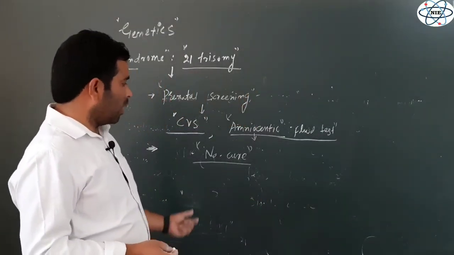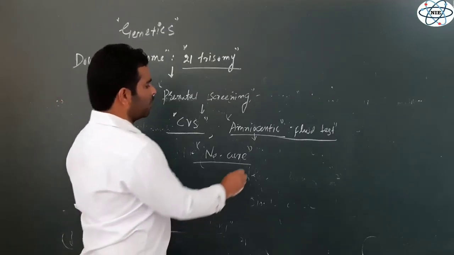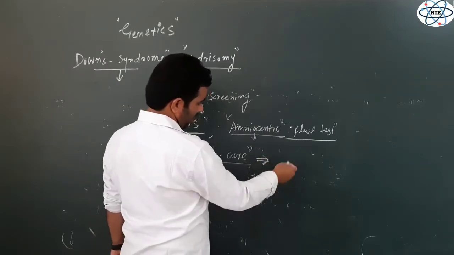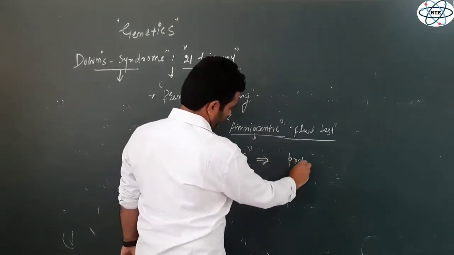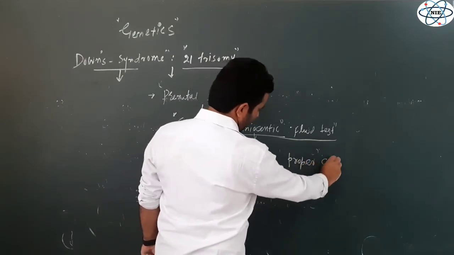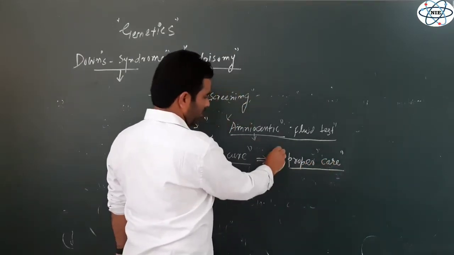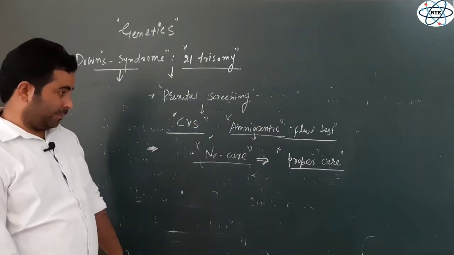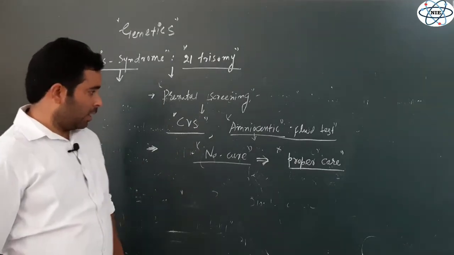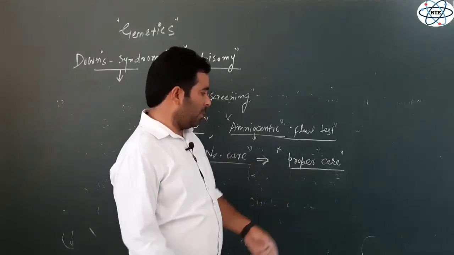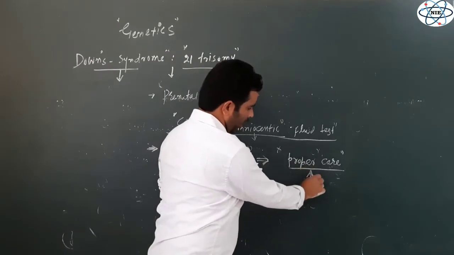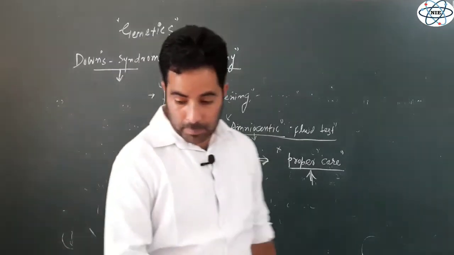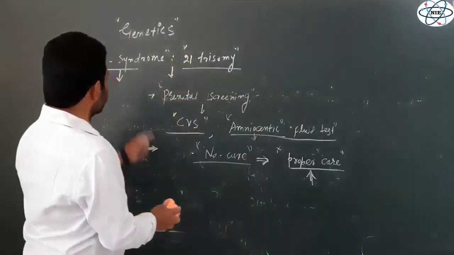Then what can we do for these individuals? We can help them. We can manage their condition and provide proper care. We must not ignore them, and we must not let them go astray. We can take proper care of them, and in this way we can help individuals with Down syndrome.